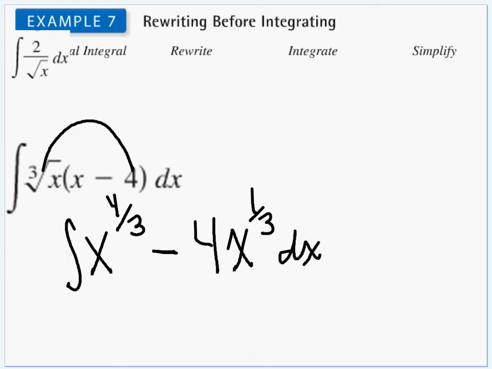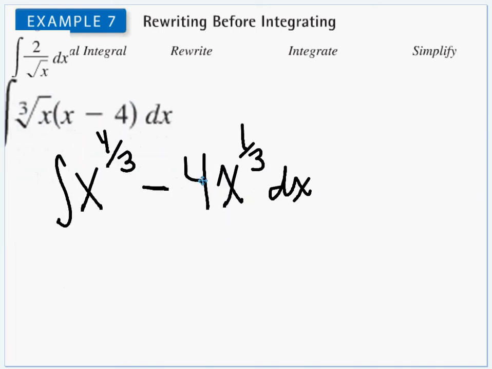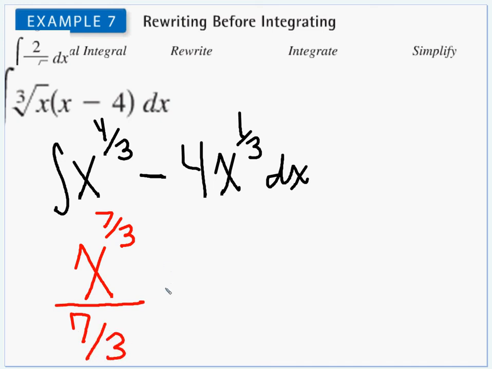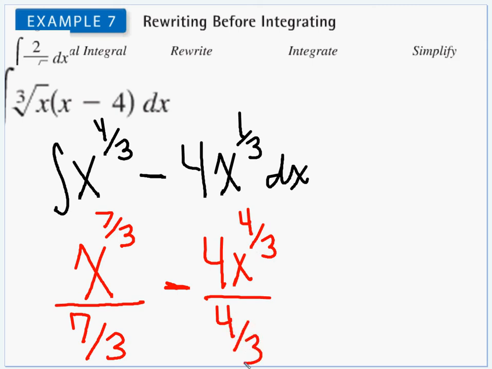So there's our rewrite. We are now ready to antiderive, and I'm just going to move some of this stuff up here a little bit, like this. So first term, x to the 4/3, we're going to add 1. 4/3 plus 3/3 is 7/3. We will divide by the new exponent 7/3, minus 4x to the 1/3 plus 3/3 is 4/3. Divide by 4/3. Don't forget your plus c.